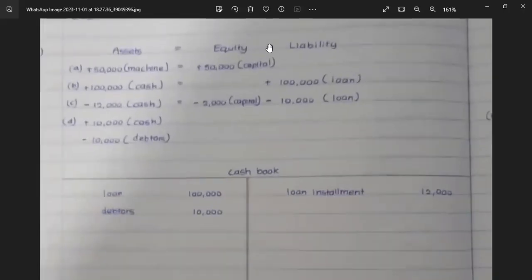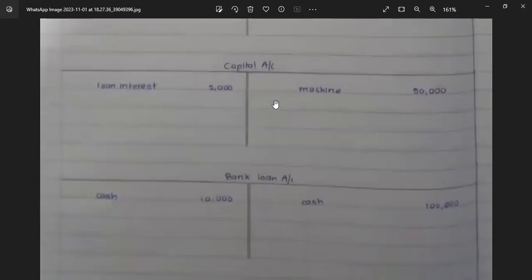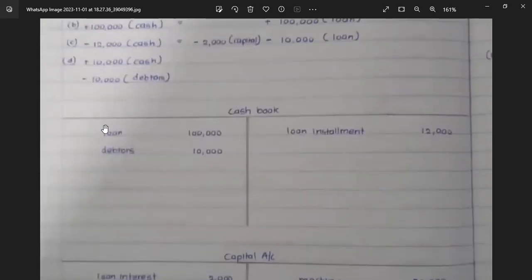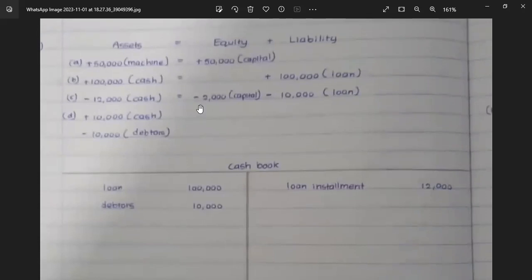Second one: obtain 100,000 worth of bank loan. Because of that, cash book debit 100,000 as bank loan, and bank loan account credit 100,000 as cash.